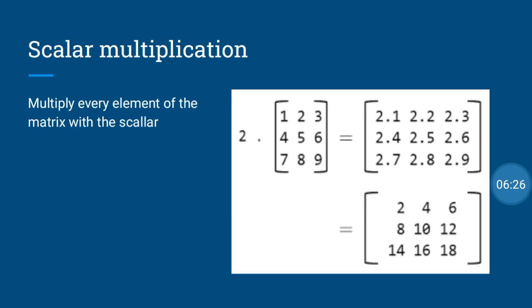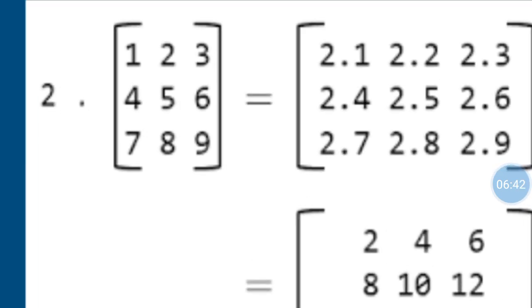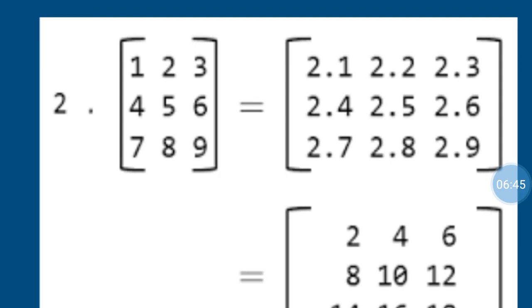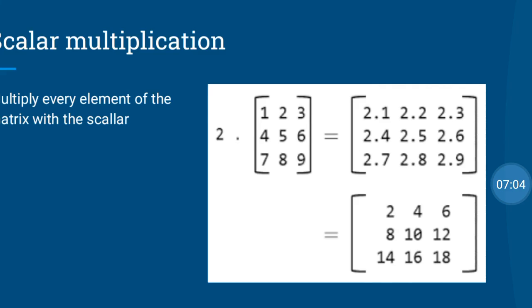Coming to scalar multiplication, multiplying any matrix with a single value, a scalar quantity, is called scalar multiplication. So 2 into 1, 2, 3, 4, 5, 6, 7, 8, 9. So multiply every element of the matrix with the scalar quantity 2. 2 into 1, 2 into 2, 2 into 3, 2 into 4, 2 into 5, 2 into 6, 2 into 7, 2 into 8 and 2 into 9, which will give you 2, 4, 6, 8, 10, 12 and 14, 16, 18.